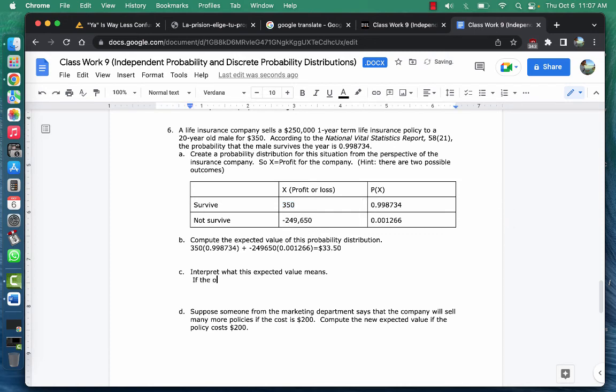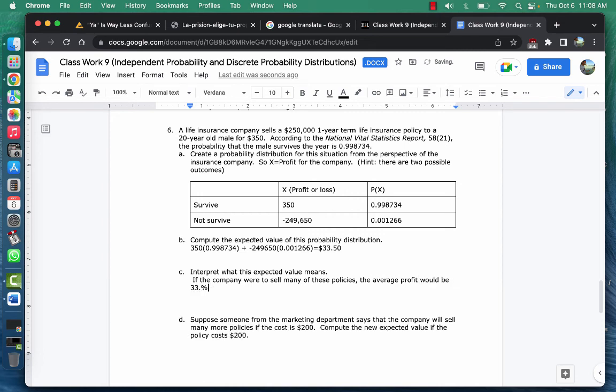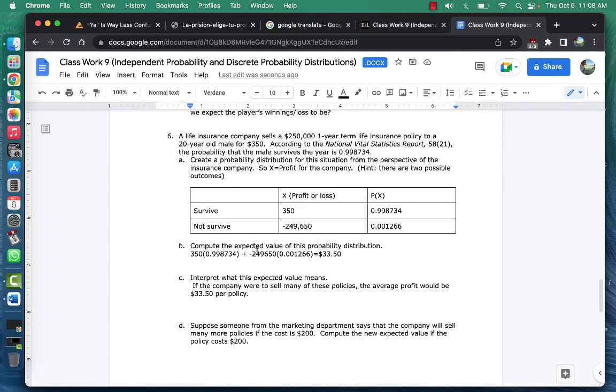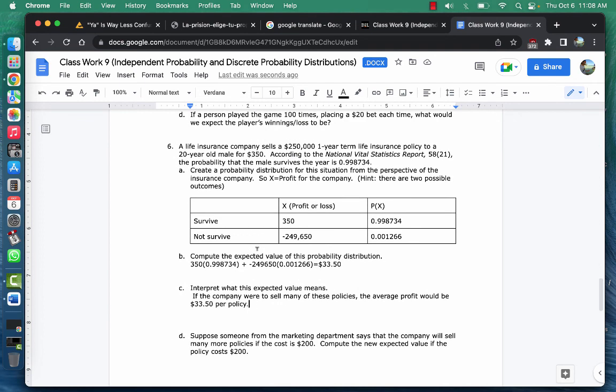So if the company were to sell many of these policies, a large number of times, the average profit, because this is a positive number, would be $33.50 per policy. I'm not sure if that's good or not, but at least they'll be making money on the policy. I'll let you do part D and part E on your own, but that's how you set up this problem and interpret the expected value.